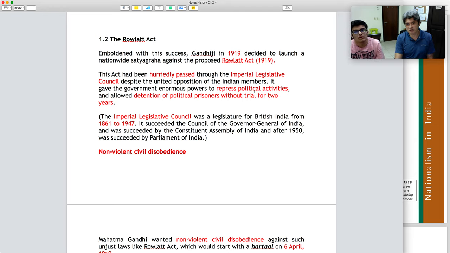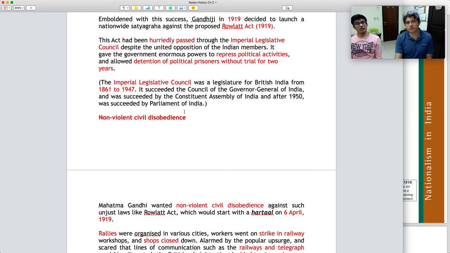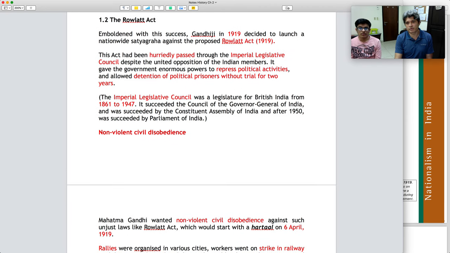Any kind of Satyagraha, protests and processions by Gandhiji and Congress should not take place. And it allowed the British government to detain political prisoners without trial for up to 2 years. For 2 years, they will be detained, they will be put behind bars, and there will not be any trial for them. So this was obviously totally unjustified, unfair.